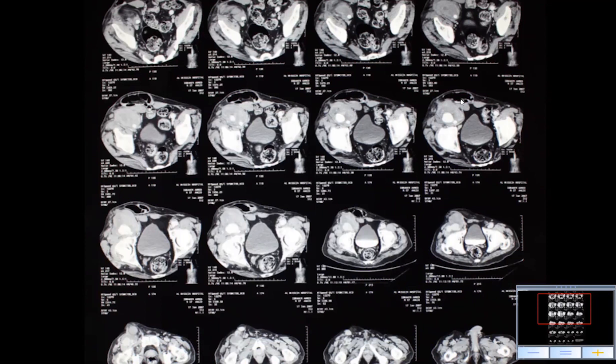Show me the head of the femur. Hello, Doctor, can you hear me? Yes, I can hear you. I could not hear the question, my network was a bit weak. Can you repeat the question, please? Can you point to the head of the femur? Okay. Point to the head of the femur, Pradeep.